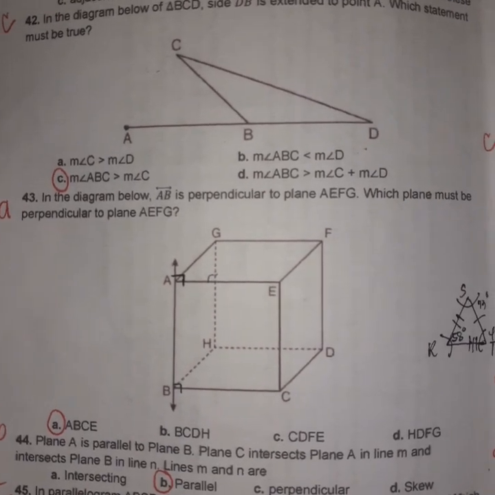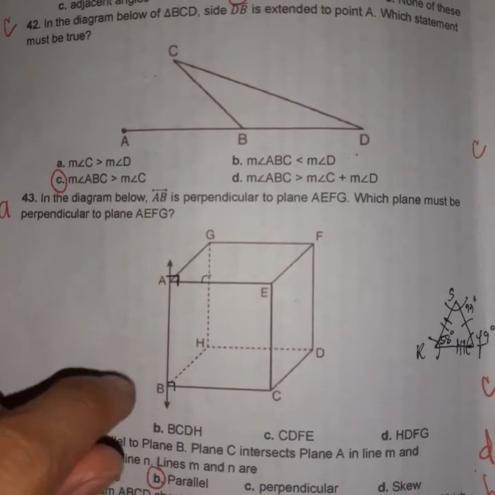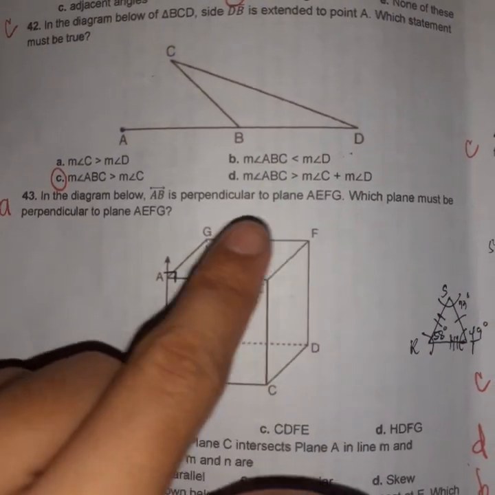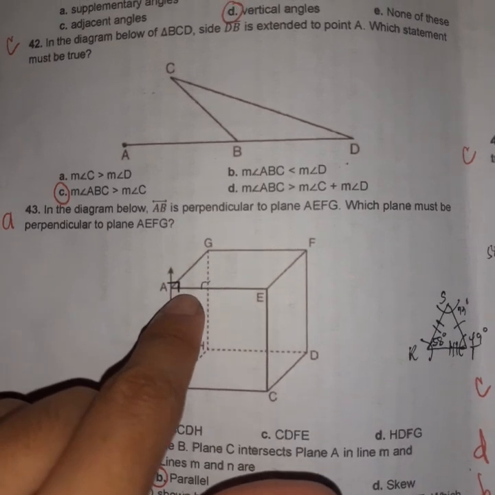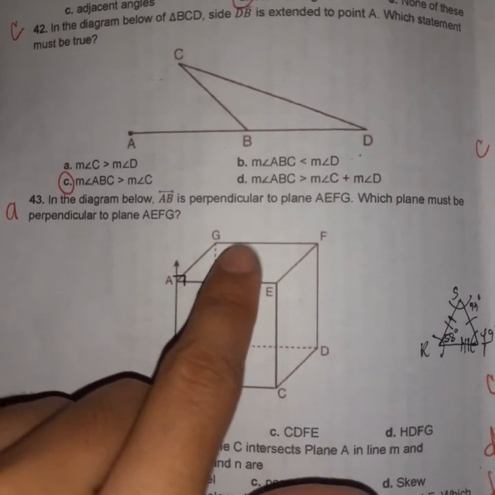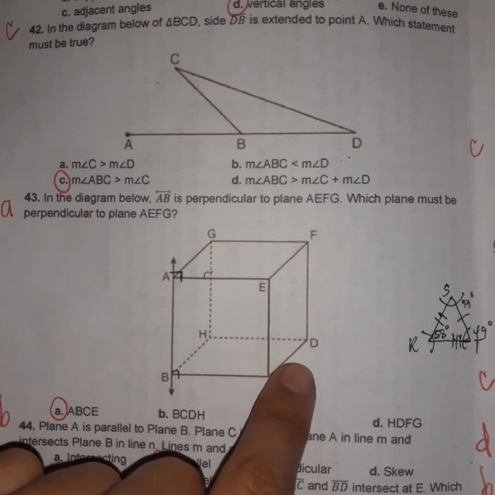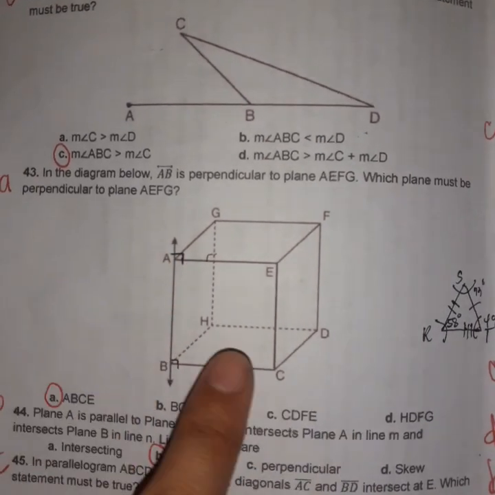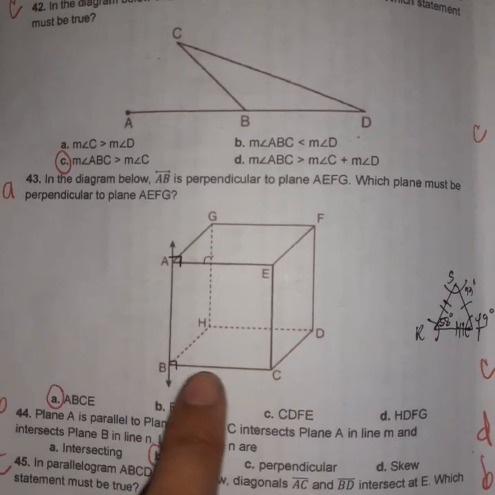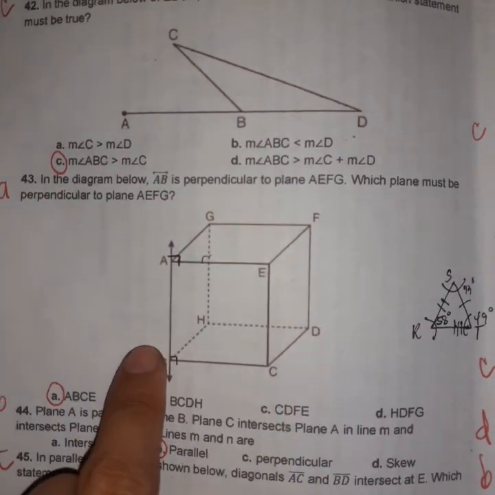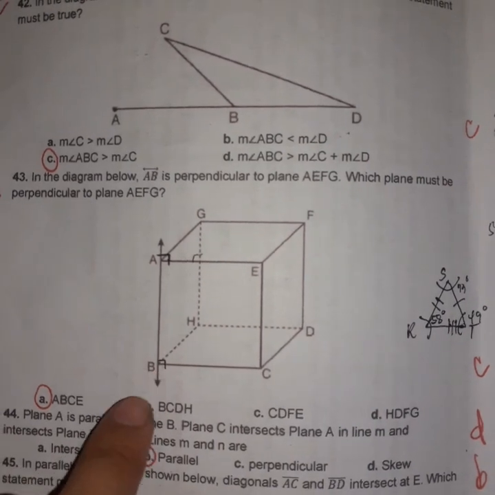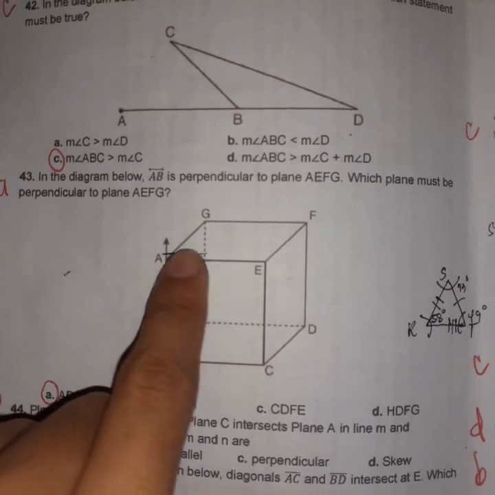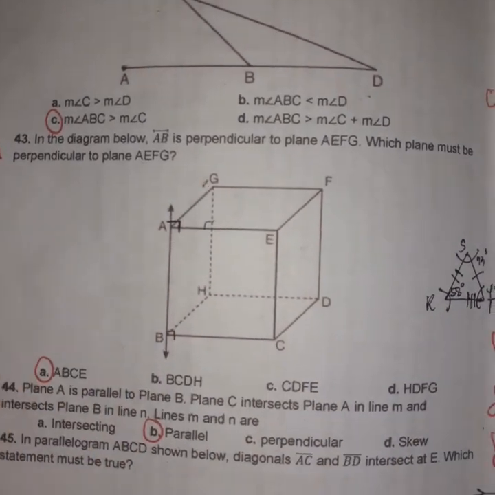Number 43. In the diagram below, AB is perpendicular to plane AEFG. So here is perpendicular. Which plane must be perpendicular to plane AEFG? Since ABCE is a plane that is perpendicular directly to this line, then plane ABCE is the plane perpendicular to AEFG, letter A.